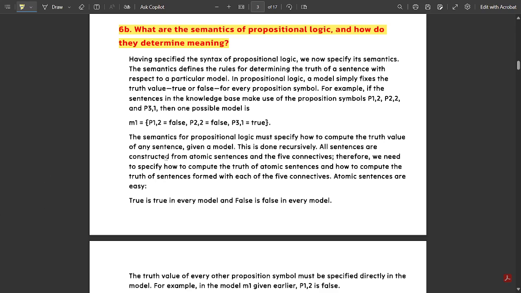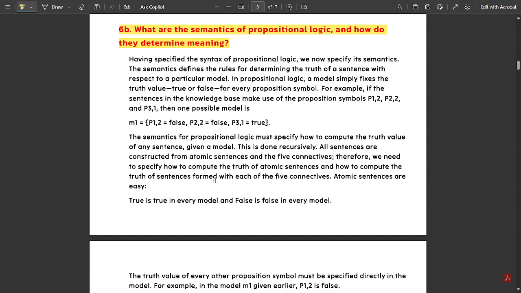The semantics for propositional logic must specify how to compute the truth value of any sentence given a model. This is done recursively. All sentences are constructed from atomic sentences and the 5 connectives. Therefore, we need to specify how to compute the truth of atomic sentences, and how to compute the truth of sentences formed with each of the connectives.